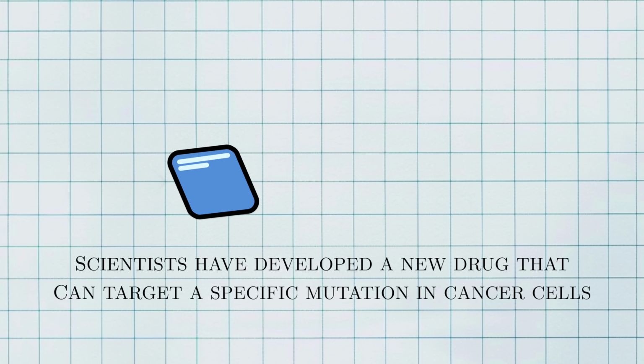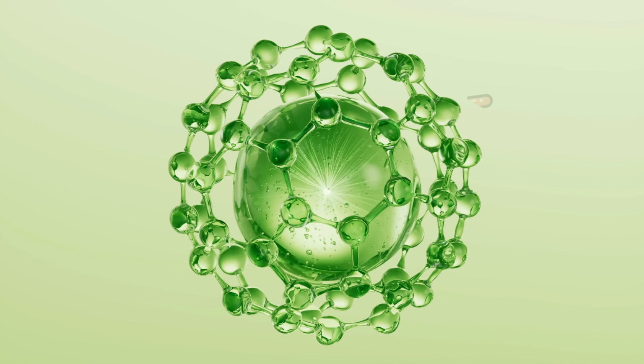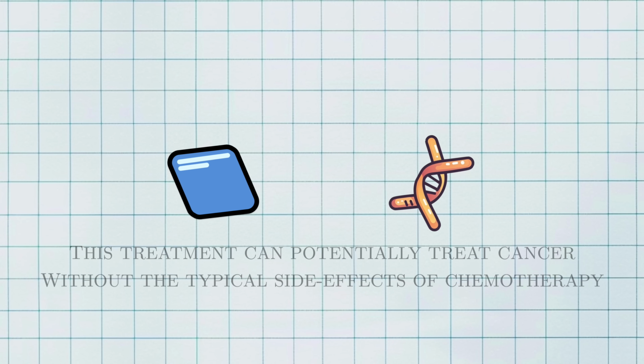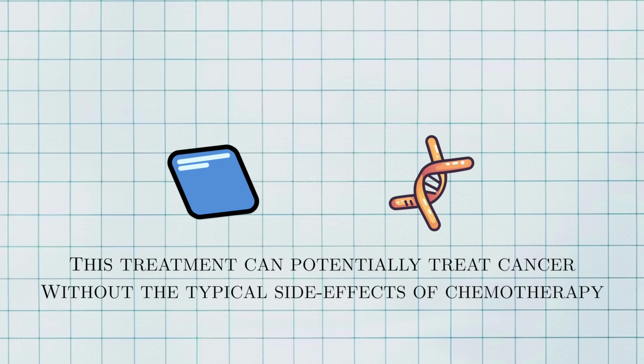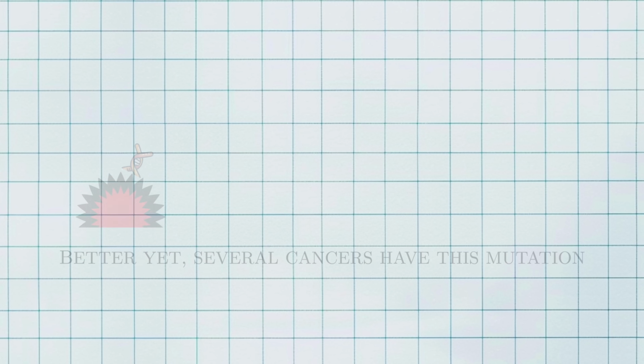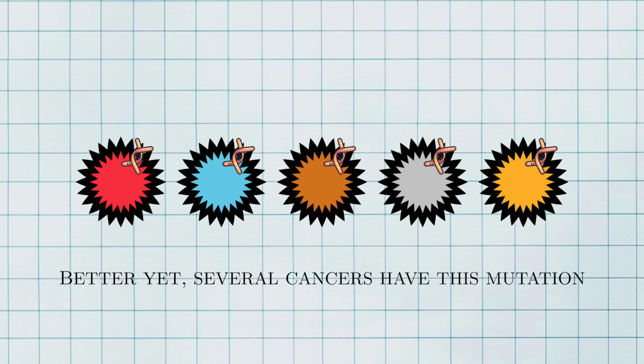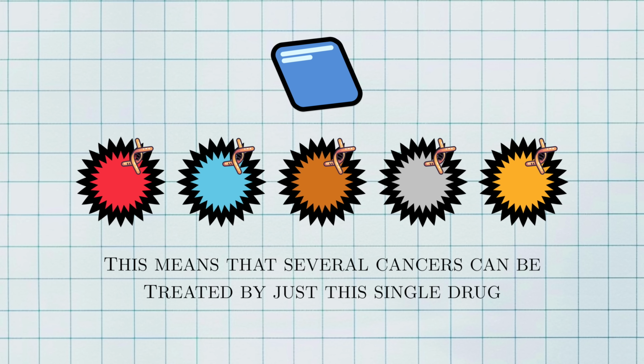Here's a problem for you. Scientists have developed a new drug that can target a single, specific mutation that appears in cancer cells. Healthy cells don't have this mutation, so this drug has the potential to treat someone's cancer while avoiding all of the side effects associated with other cancer treatments. What's even better is that several cancers have this mutation. This opens up the possibility that many different cancers can be treated with just a single drug.